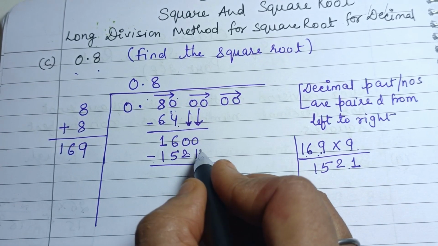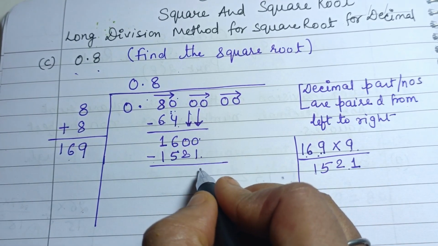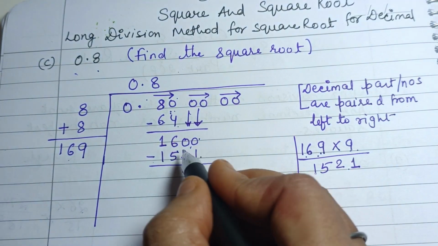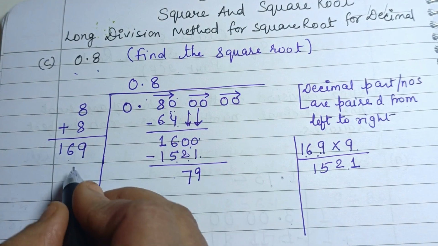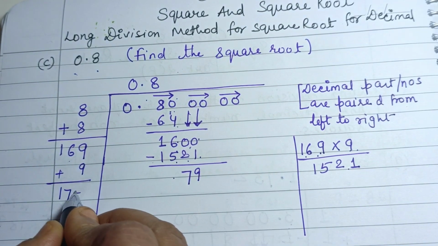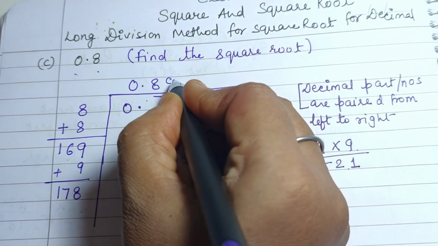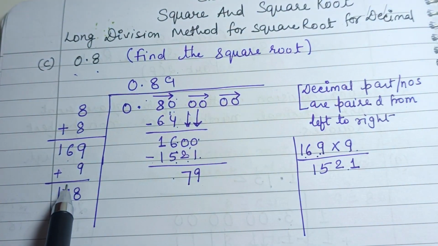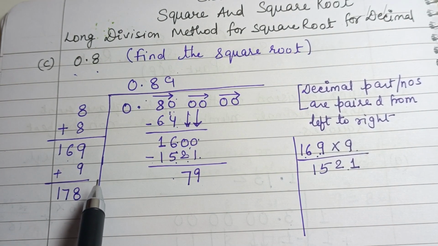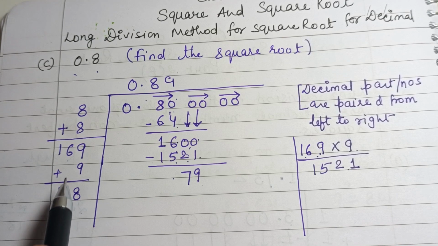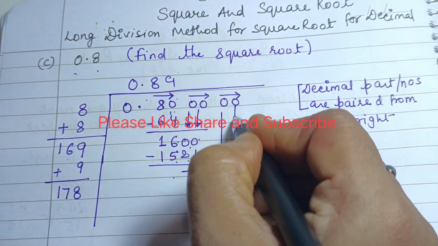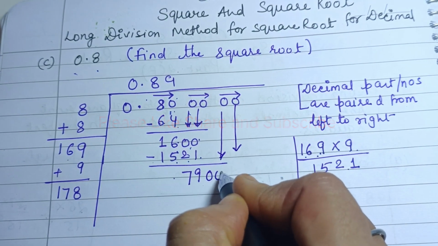Subtract it in the dividend section. 10 minus 1 is 9, 9 minus 2 is 7, 5 minus 5 is 0. 9 will be added in the divisor section, 178. Please keep in mind that while adding the digit in the divisor section, addition happens. Sometimes students do multiplication, but here the addition happens. Now copy down this 00 here.